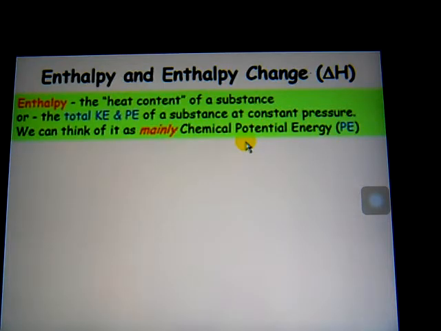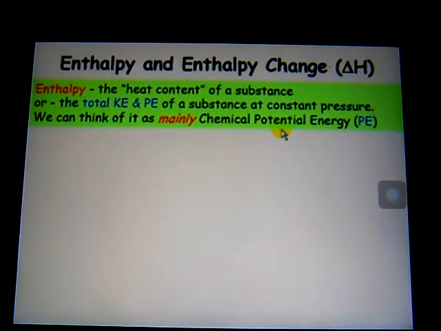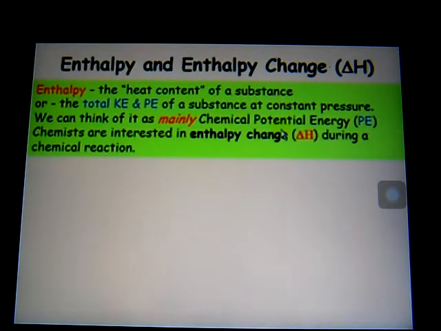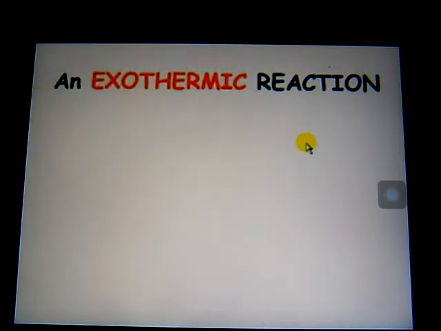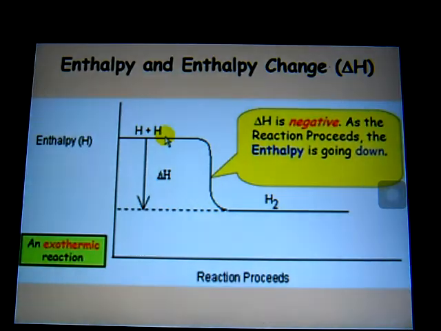For example, gasoline has a high enthalpy. It's got a lot of stored chemical potential, whereas water does not have a very high enthalpy. Chemists are interested mainly in the enthalpy change, or delta H, during a chemical reaction. Let's consider an exothermic reaction. This is one that releases heat to the surroundings.